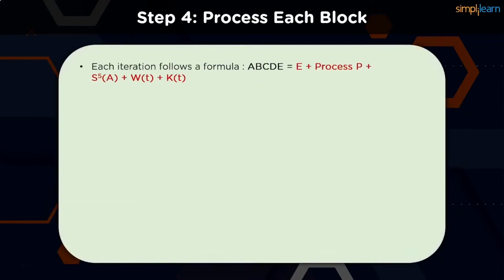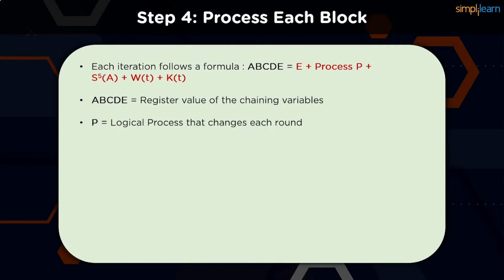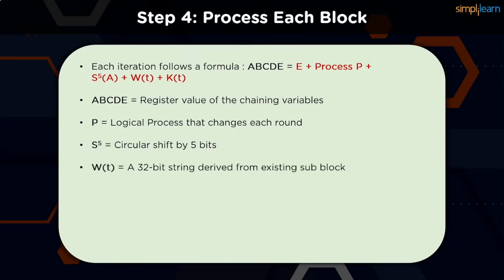A single formula is necessary to calculate the output of each round and iteration. The formula can be: ABCDE register is equal to E plus a non-linear process P along with a circular shift of A plus Wt plus Kt. In this formula, ABCDE is the register value of the chaining variables as we discussed before. P is the logical process which has a different formula for each round. S5 is a circular shift by 5 bits. And Wt is a 32-bit string derived from the existing sub-block. This can be calculated depending on the iteration at hand. Kt signifies a single element of the 80-element array, which changes depending on the particular round at hand.